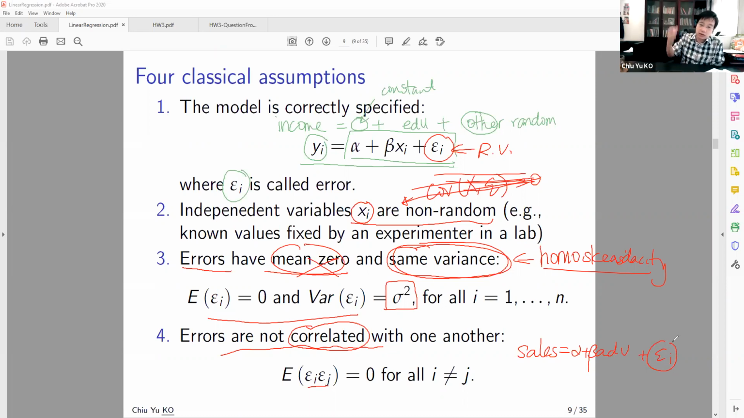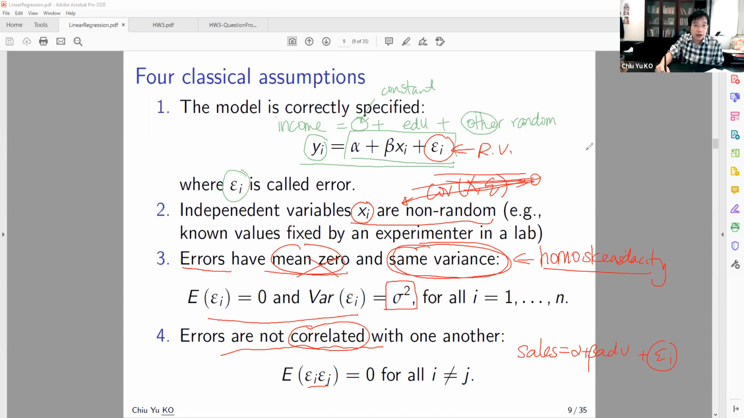Because the more people like your product, the more you will promote it, so it will be related in that way. It's something we don't capture. And if over time, then they will actually be related in terms of time. But if you have cross-sectional data, it also may have an issue, right?